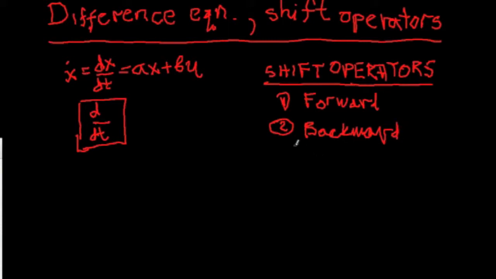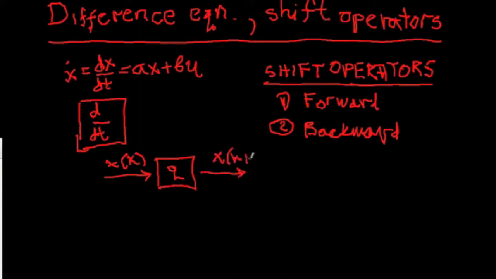Shift operator. What the forward and backward shift operators are essentially. Think about discrete signal x of k that is forwarded one instance in time in the future. So this is the forward shift operator. Essentially, it takes xk signals, applies to xk, and shifts this index to the k plus 1. This is the forward.